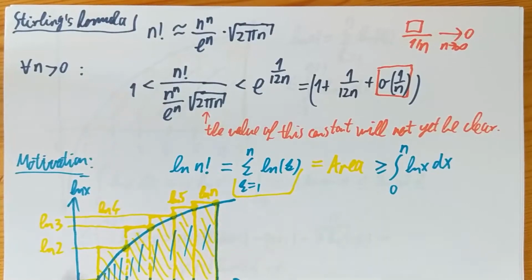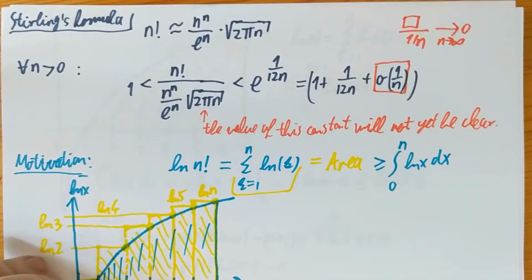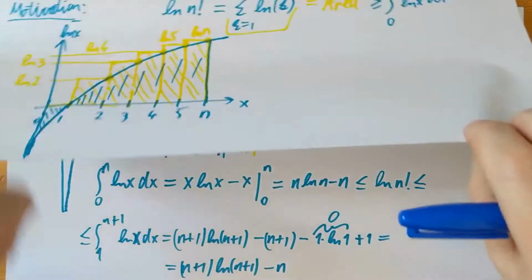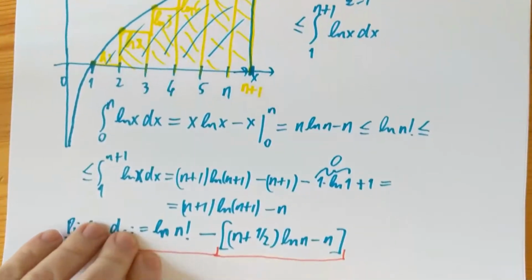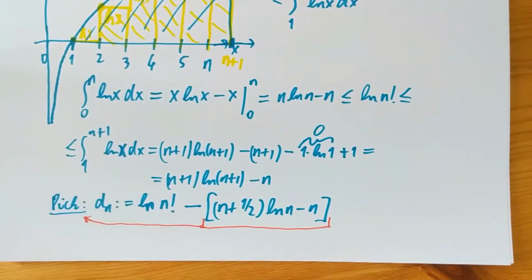Hi, so now with all these motivations in the previous video, I'm now ready to prove Stirling's formula for you. I introduced Stirling's formula in the previous video, and with drawing some graphs we concluded that it's kind of sensible to look at the approximation of log of n factorial by n plus 1/2 times log of n minus n.